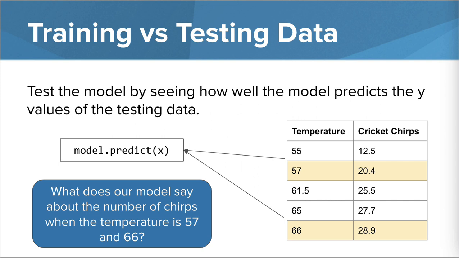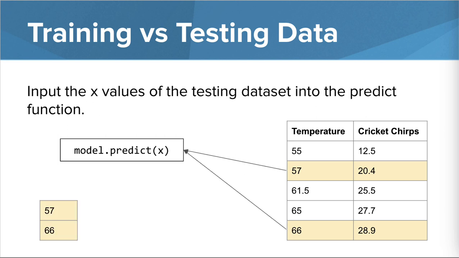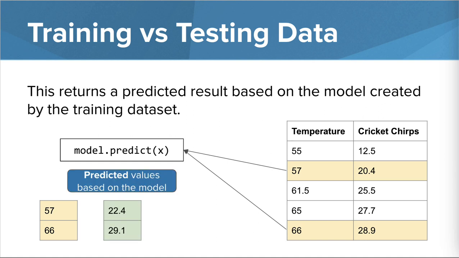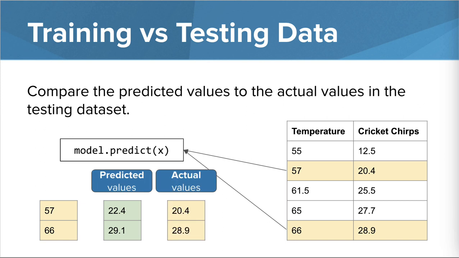So we're going to use the predict function to predict the number of chirps at 57 and 66 degrees. We basically want to know, what does our model say about the number of chirps when the temperature is 57 and 66? So we take the independent variables and input them into the predict function. This returns a predicted value that is based on the model created by the training dataset. We can then compare the predicted value to the actual value.